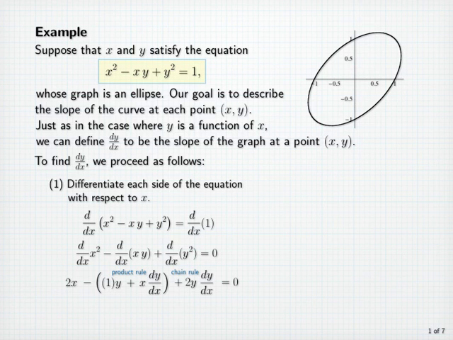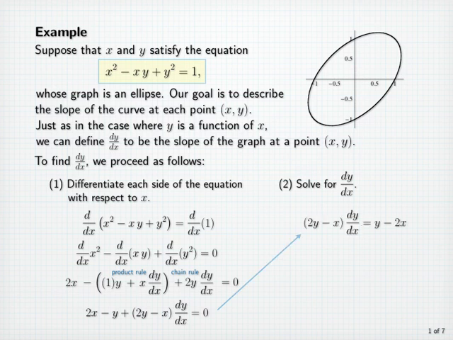So now let's simplify the left-hand side. We'll gather together the dy/dx terms and factor dy/dx from those two terms and obtain 2x minus y plus (2y minus x) times dy/dx equals 0. Next, we'll solve our equation for dy/dx. We'll subtract 2x from both sides and add y to both sides, and then divide by 2y minus x to obtain dy/dx equals (y minus 2x) divided by (2y minus x).